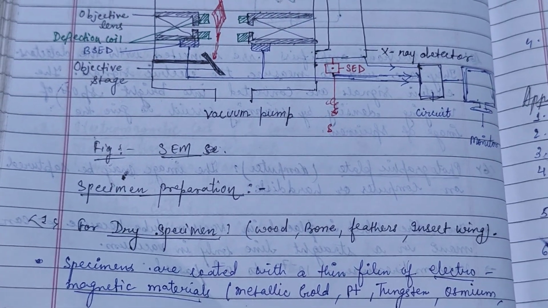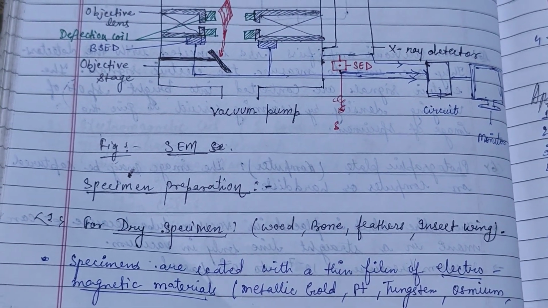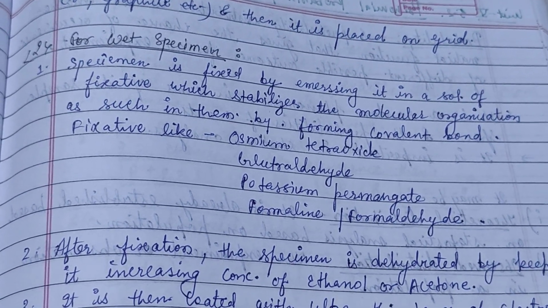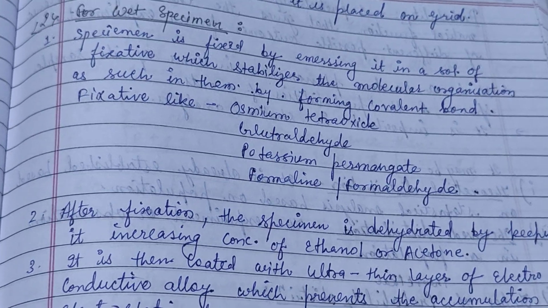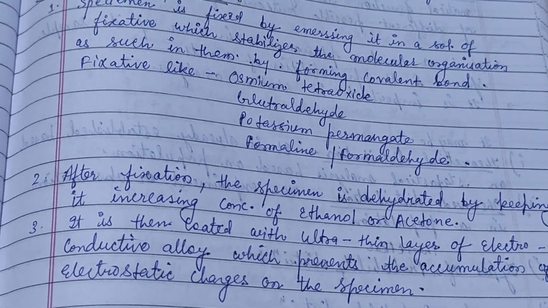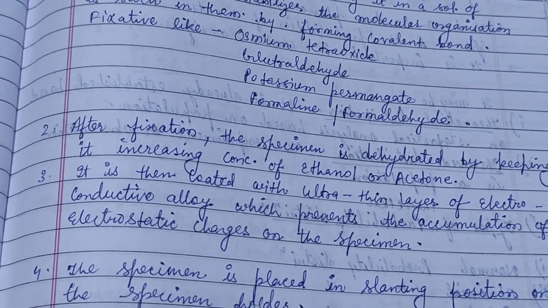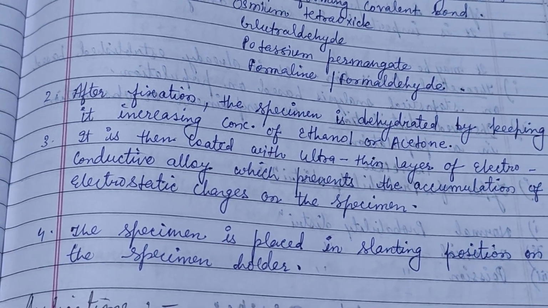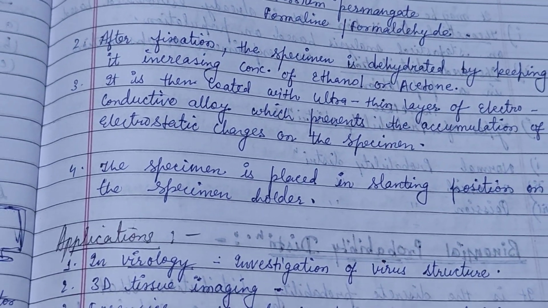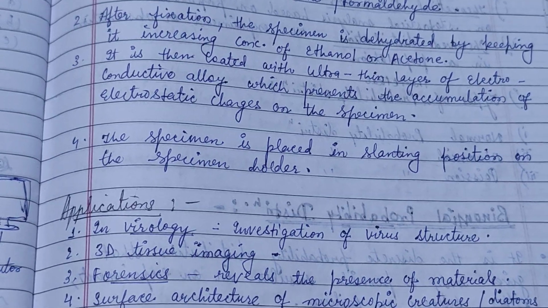For specimen preparation, a dry specimen may be wood, bone, feathers, an insect or a wing. A wet specimen is fixed by immersing it in a solution of fixative, which stabilizes the molecular organization in it by forming covalent bonds. Fixatives like osmium tetroxide, glutaraldehyde, potassium permanganate, formalin or formaldehyde are used for the wet specimen.